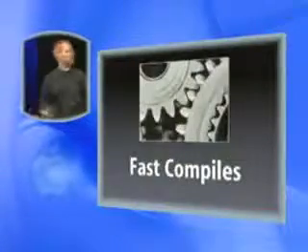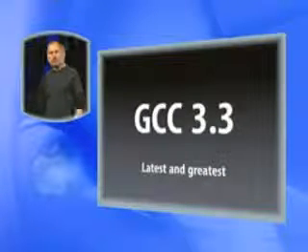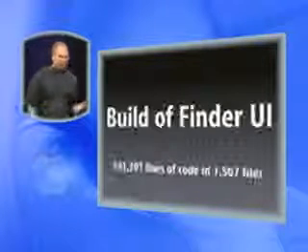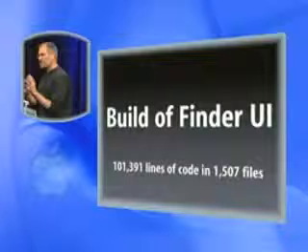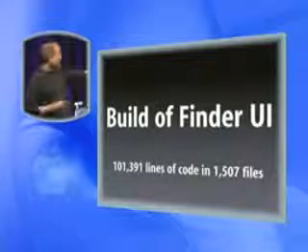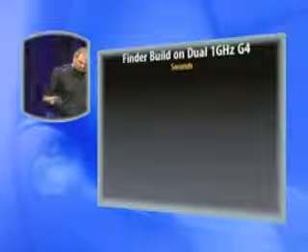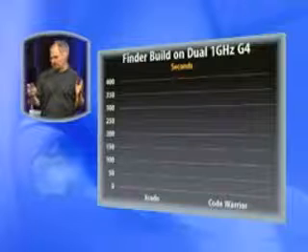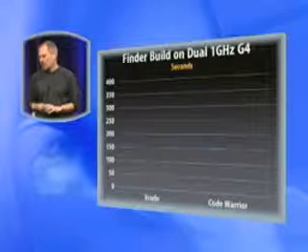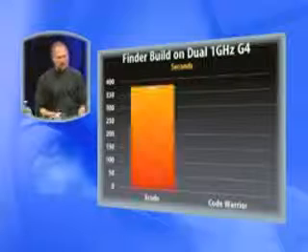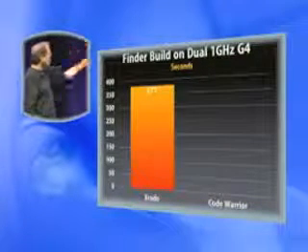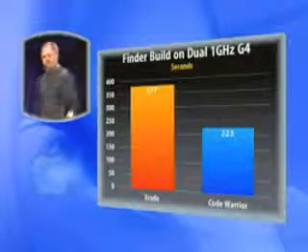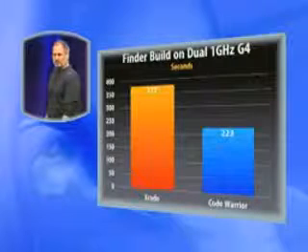Number one, fast compiles. We're using the new GCC 3.3 compiler, the latest and the greatest, and it's definitely faster. To show you how fast, I'm going to show you the results of the build of the UI portion of the Finder. It's over 100,000 lines of code and over 1,500 files. Now, remember, Jaguar development tools used to be 10 times slower than the gold standard up to today, which is CodeWarrior. So to build the Finder UI in Xcode took 377 seconds, and to build it in CodeWarrior is 223. They are still faster than us, but we've reduced it to under 2 to 1. And that's not a bad accomplishment.